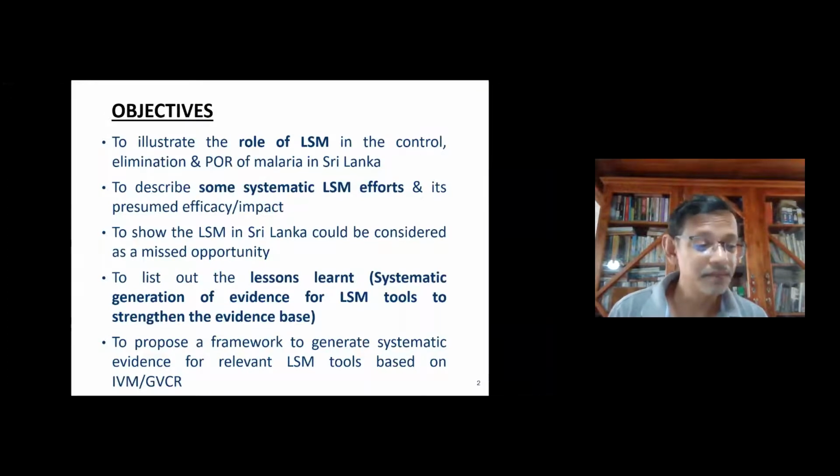During the course of this presentation, I would attempt to illustrate the LSM efforts carried out in the past 100-odd years, highlight some missed opportunities in malaria control and elimination in Sri Lanka, and propose a scheme to use LSM as an effective tool to control and eliminate malaria. My theme is learning from mistakes.